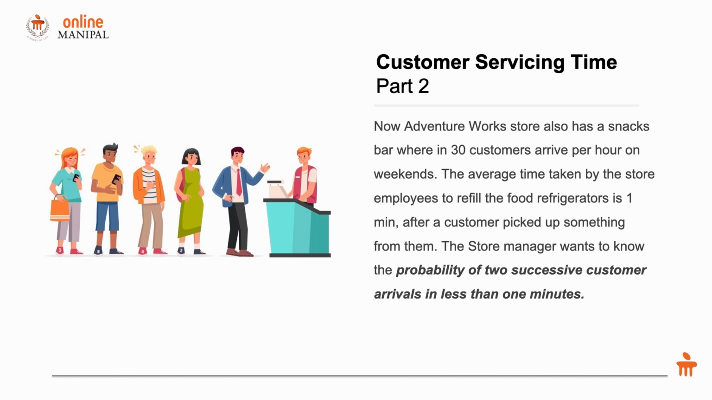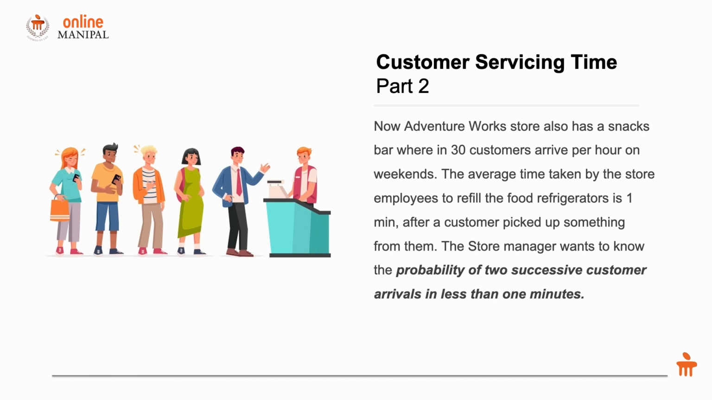This brings us to the last use case for this session, which is again based on the customer servicing time. We looked at an example of Poisson distribution, and now the use case is slightly different. Here, Adventure Works also has a snack bar where they serve 30 people on the weekends in an hour. Now, when people arrive and take a product from the refrigerator, it takes about 1 minute for the store employee to fill the refrigerator.